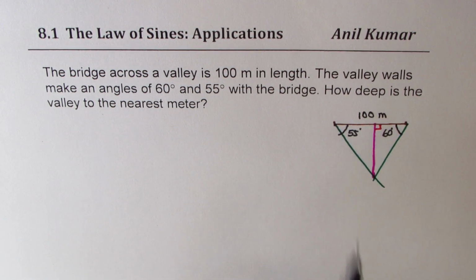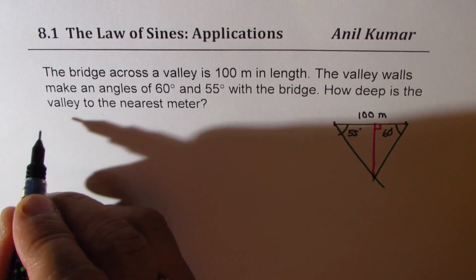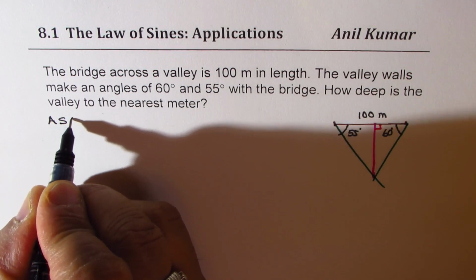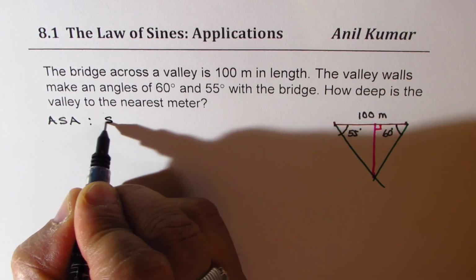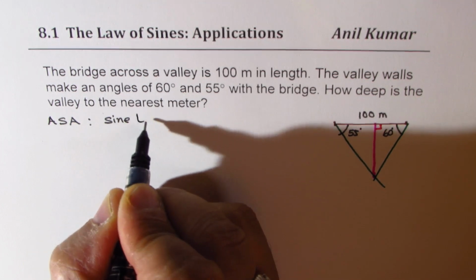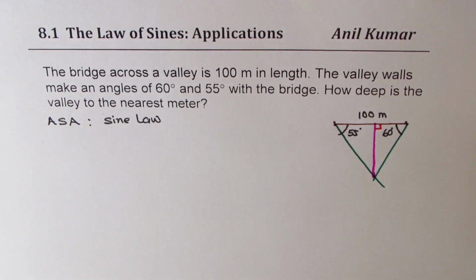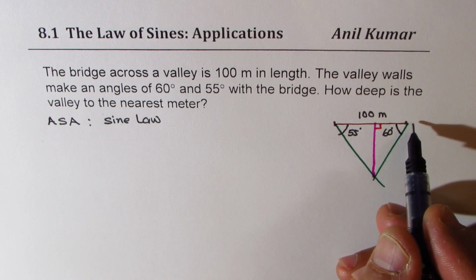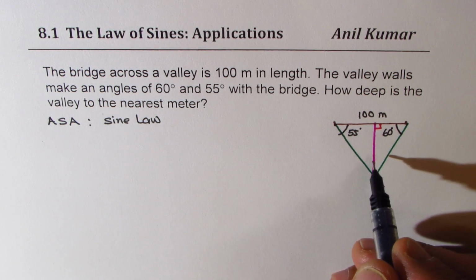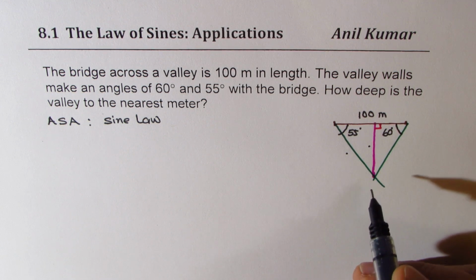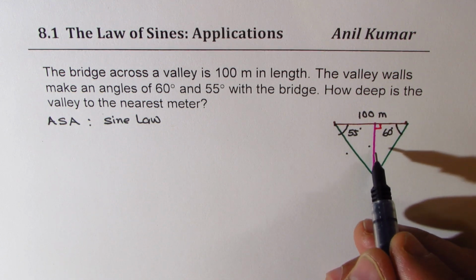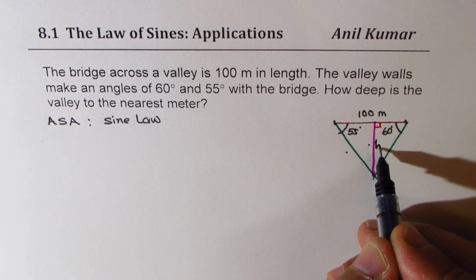So in this case, we have angle, side, angle, correct? So we can apply the sine law. What we will do is we'll find one of the sides. You can find any one of these sides. Once you have a side, then we use sine ratio to find the height. Let's say height is h.